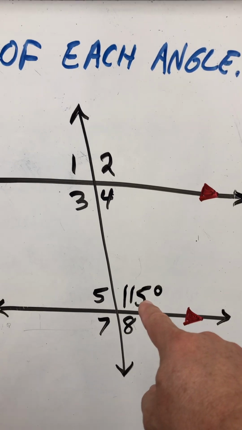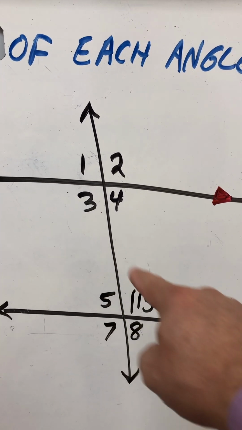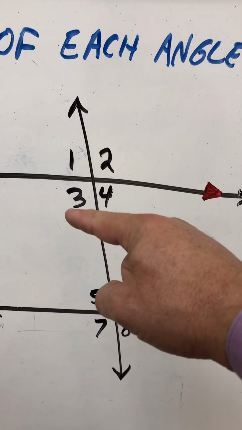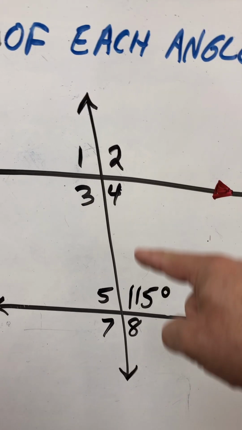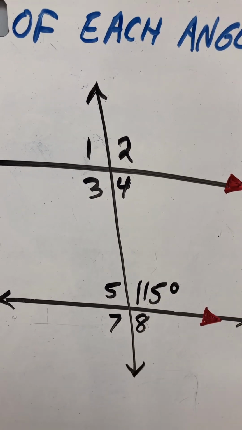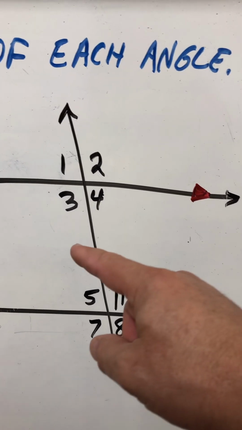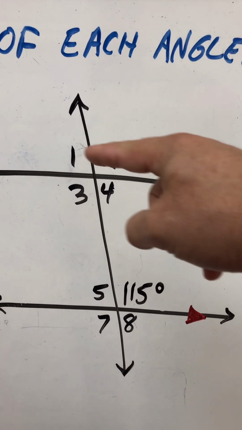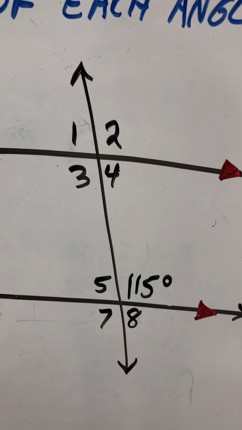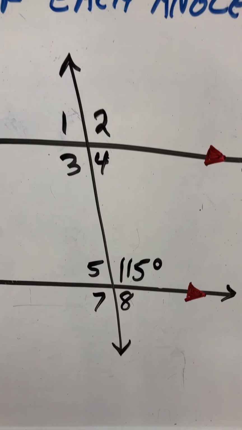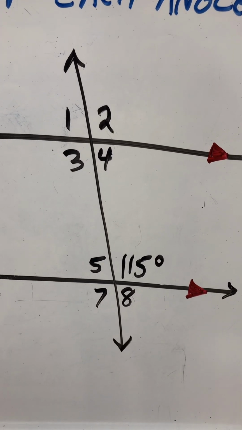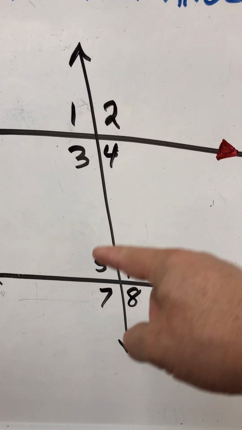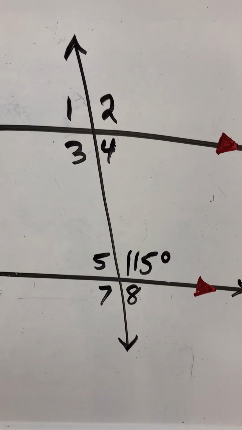If this guy's 115, angle 3 is 115. Alternate interior angles are congruent. And if this is 115, this is 115. And if this here is 115 and this is 115, then angle 1 is going to be 65, because 115 from 180 leaves you with 65. And if this is 65, this is 65, and this is 65. Easy.